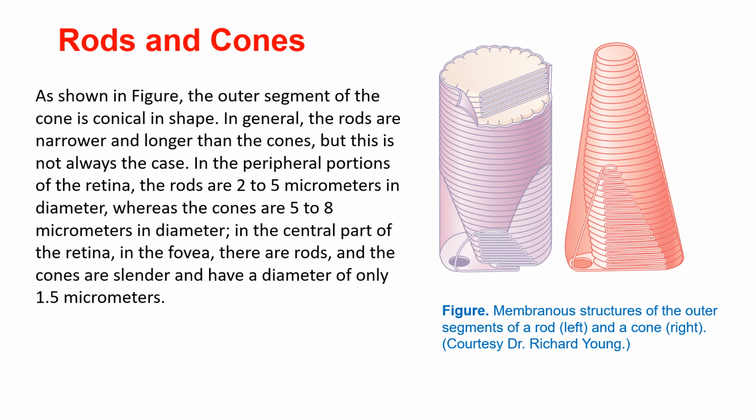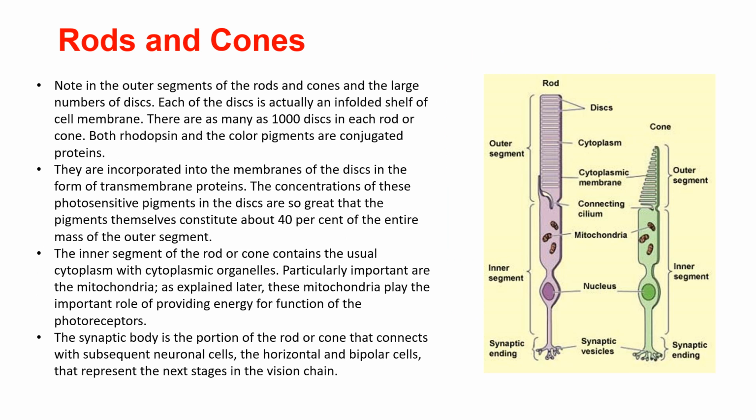Figure. Membranous structures of the outer segments of a rod, left, and a cone, right. Note in the outer segments of the rods and cones the large numbers of discs. Each of the discs is actually an enfolded shelf of cell membrane. There are as many as 1,000 discs in each rod or cone.